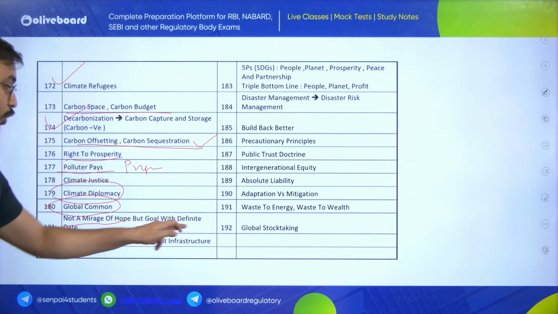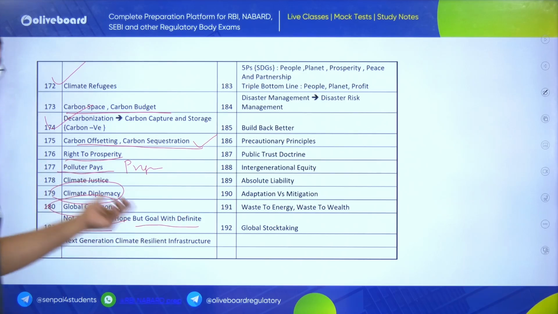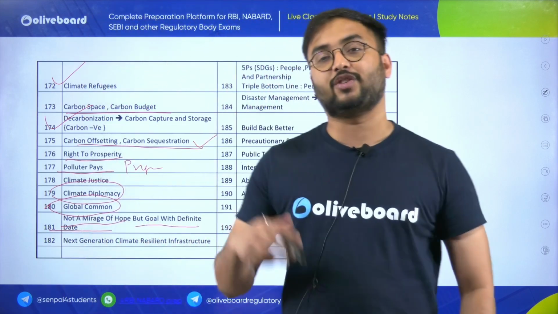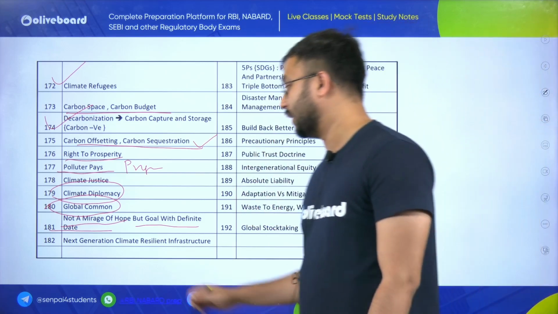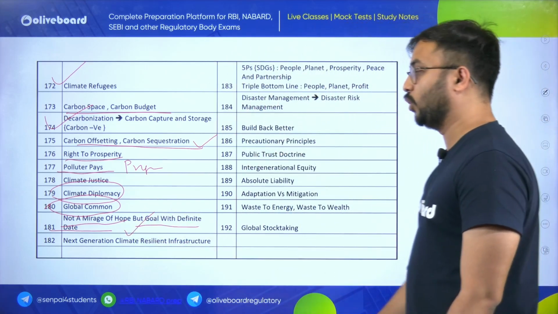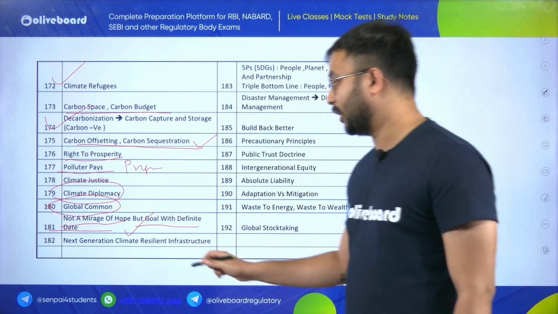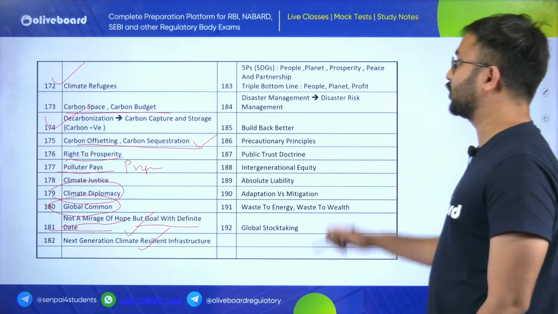Not a mirage of hope but a goal with a definite date. So this is a very beautiful line. For example, if you want strict action and you want this project to finish at a particular point, then write: not a mirage of hope but a goal with a definite date. That would be the point. Next, generation climate resilient infrastructure.